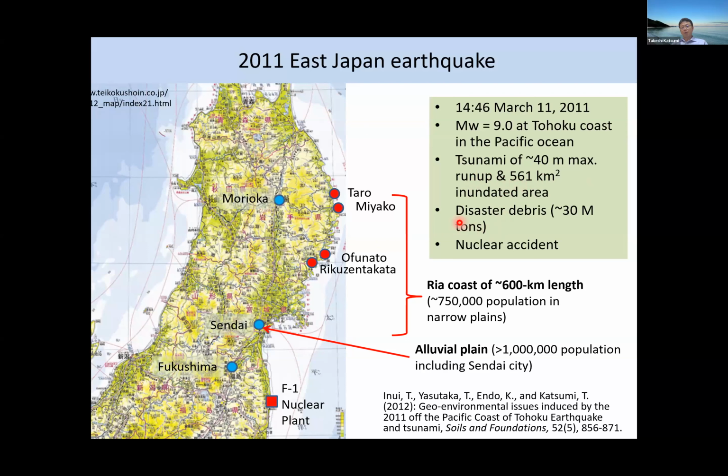So we had almost 3 million tons of disaster debris. So if you're interested in this topic, please look at this publication, in which we have summarized the geoenvironmental issues caused by the 2011 East Japan earthquake and tsunami. Okay.